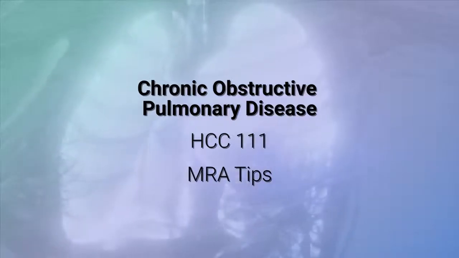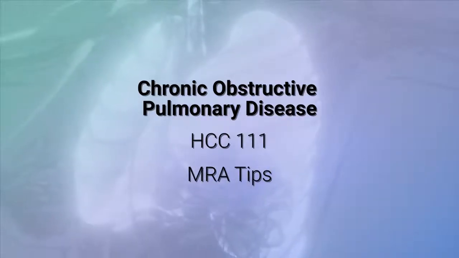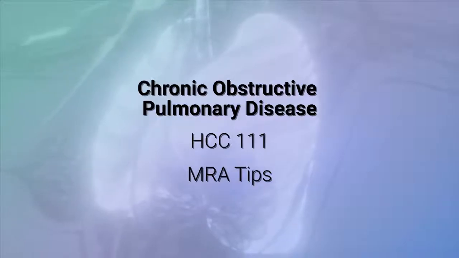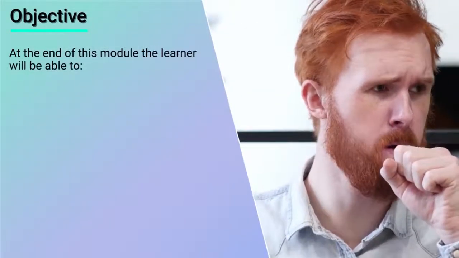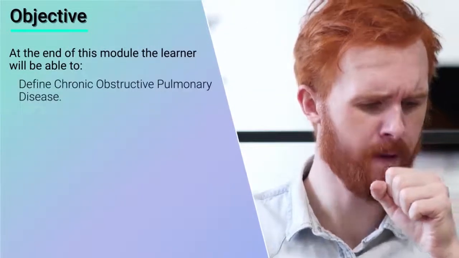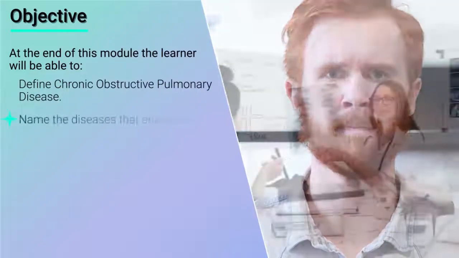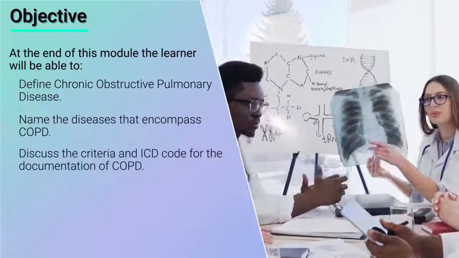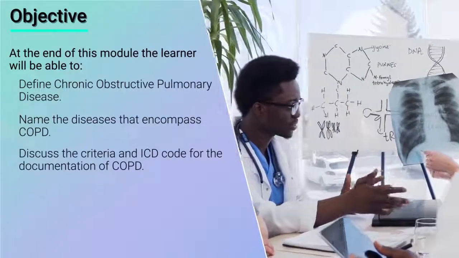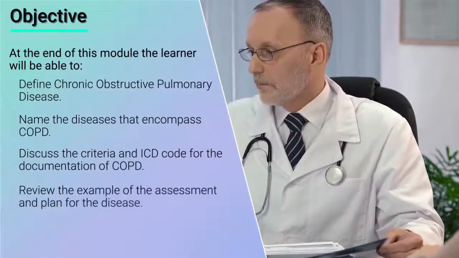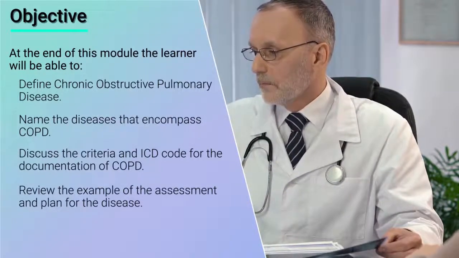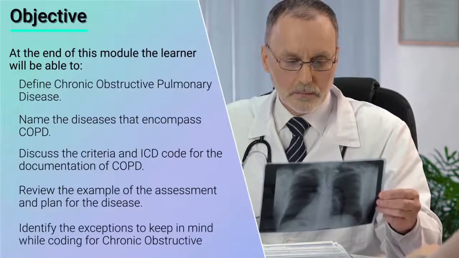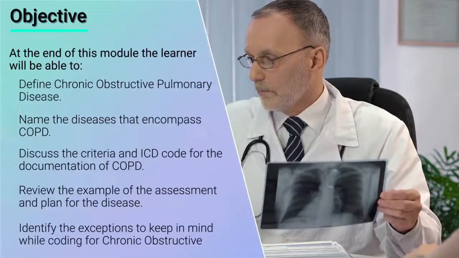This module has been developed specifically for MRA reviewers as a refresher on diagnosis criteria, documentation, and coding of chronic obstructive pulmonary disease. At the end of this module, the learner will be able to define chronic obstructive pulmonary disease, name the diseases that encompass COPD, discuss the criteria and ICD code for the documentation of COPD, review the example of the assessment and plan for the disease, identify the exceptions to keep in mind while coding for chronic obstructive pulmonary disease.